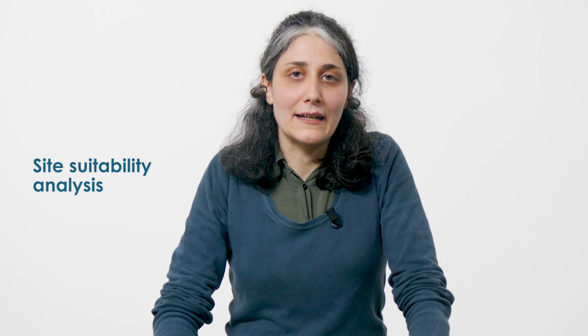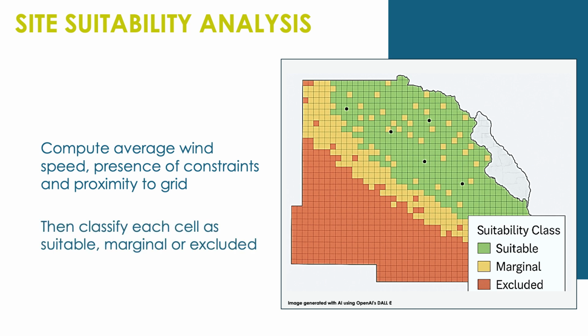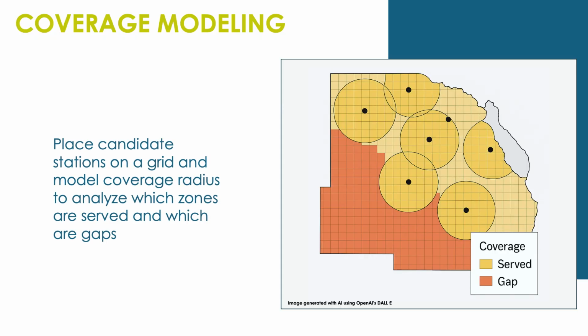Site suitability analysis. You want to map where wind turbines could be installed. For each cell, compute average wind speed, presence of constraints like protected areas, and proximity to grid. Then classify each cell as suitable, marginal, or excluded. If you plan hydrogen infrastructure, you can place candidate stations on a grid and model coverage radius to analyze which zones are served and which are gaps.